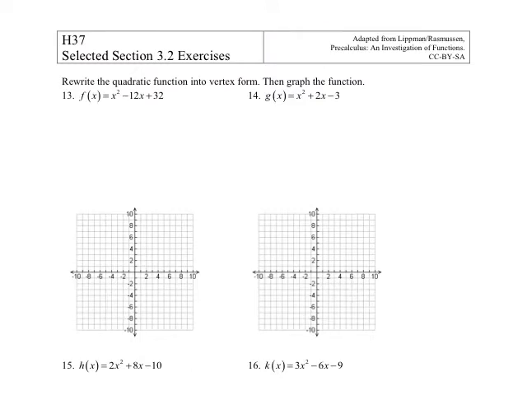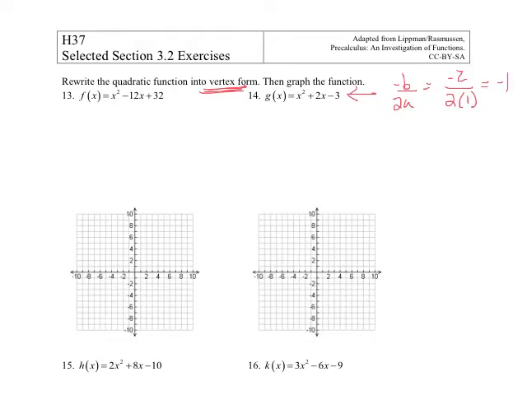Okay, this says rewrite the quadratic function into vertex form and then graph the function. So if I want to write it into vertex form, it would be good if I knew what the vertex was. So let's find the vertex of this equation. Negative b over 2a is negative 2 over 2 times 1, which is equal to negative 1.